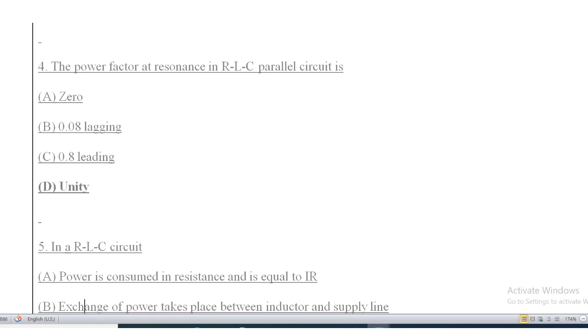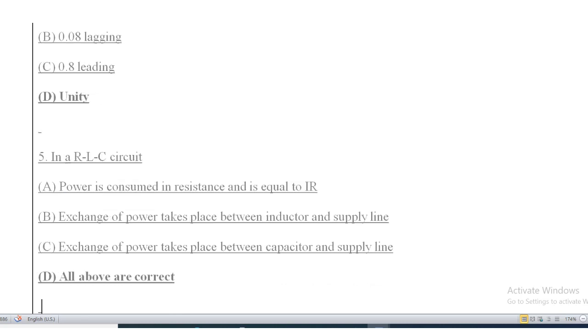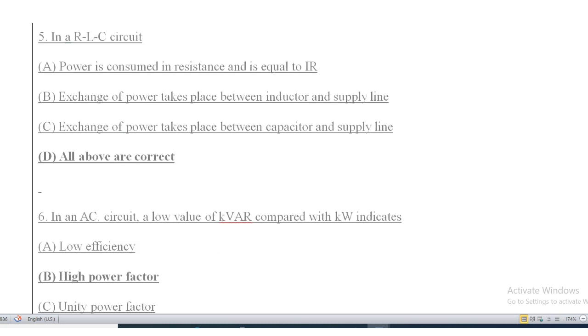In RLC circuit, power is consumed in a, that means all three options are correct. Power is consumed in a resistance and is equal to I squared R. Exchange of power takes place between inductor and supply line. Exchange of power takes place between capacitor and supply line. That means in RLC circuit, all the above are correct options. In an AC circuit, a low value of kVAR as compared to kW indicates what? It indicates high power factor.